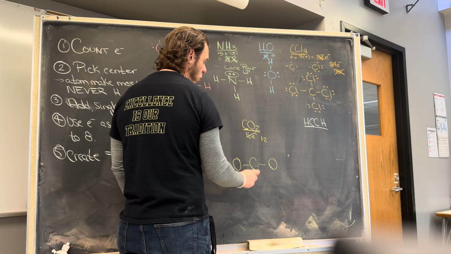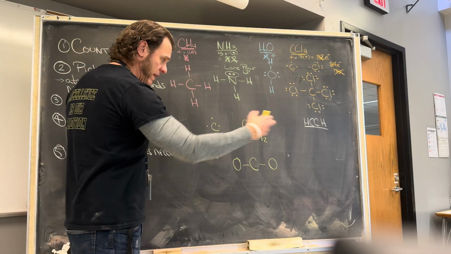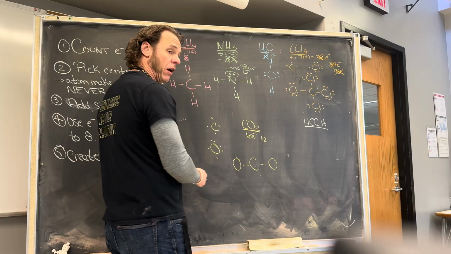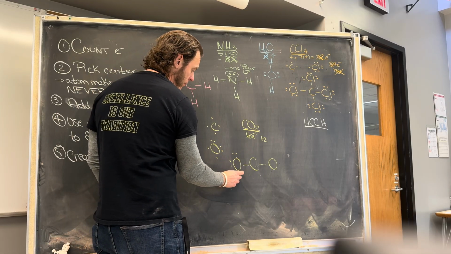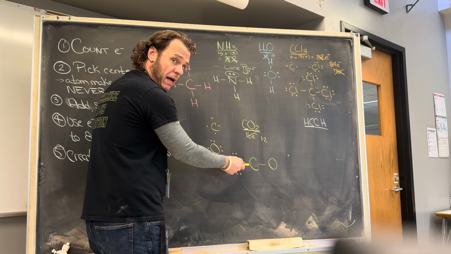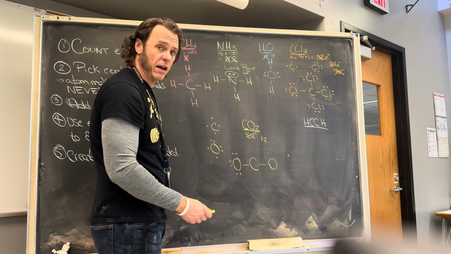I got 12 more. The way that we operate is we go from the outside in. We're going to complete the octet for the outside atoms. 1, 2, 3, 4, 5, 6. Why did we need 6? Because I have 2 electrons in this bond. 2, 4, 6, 8. We have 8 around oxygen.